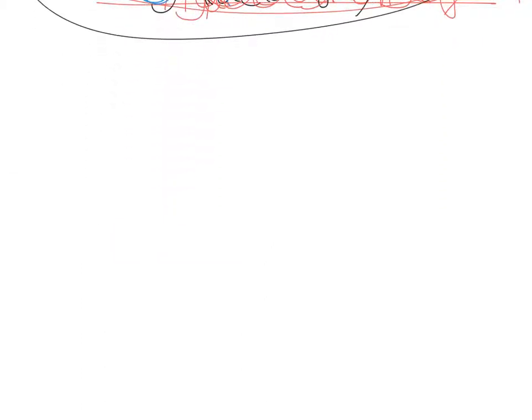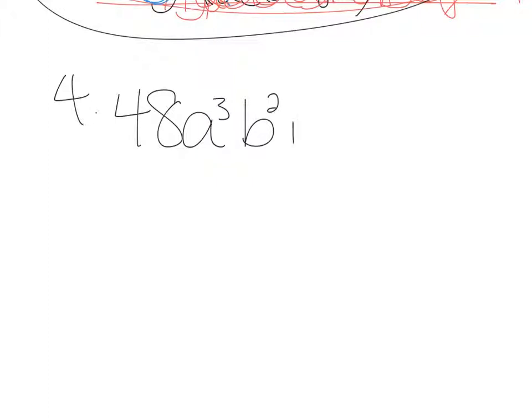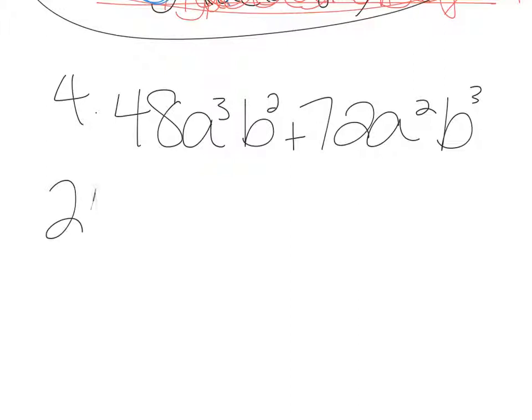Okay, and last one of these, number 4, 48a cubed b squared plus 72a squared b cubed. Now this one could be a little more difficult to come up with the greatest common factor if for no other reason than the 48 and 72. They have a lot of factors in common. They have a 2, a 4, a 3, a 12. But actually, if you do some digging, the greatest common factor between those two numbers would be 24.